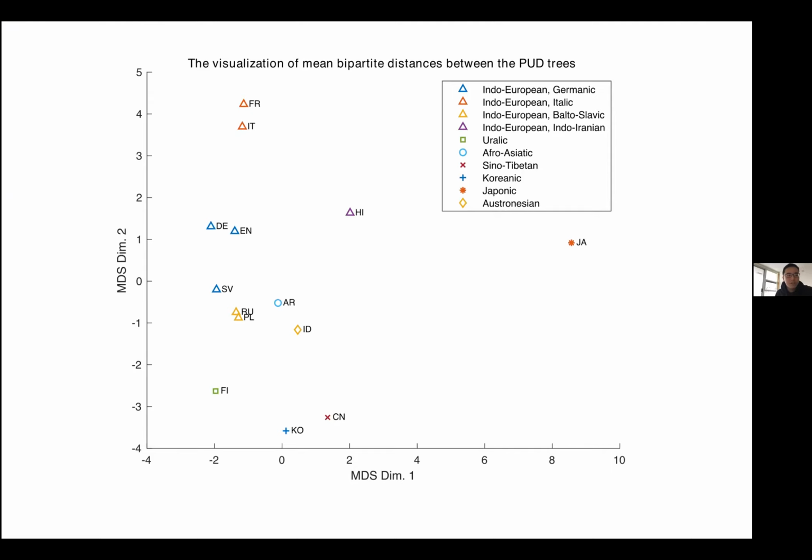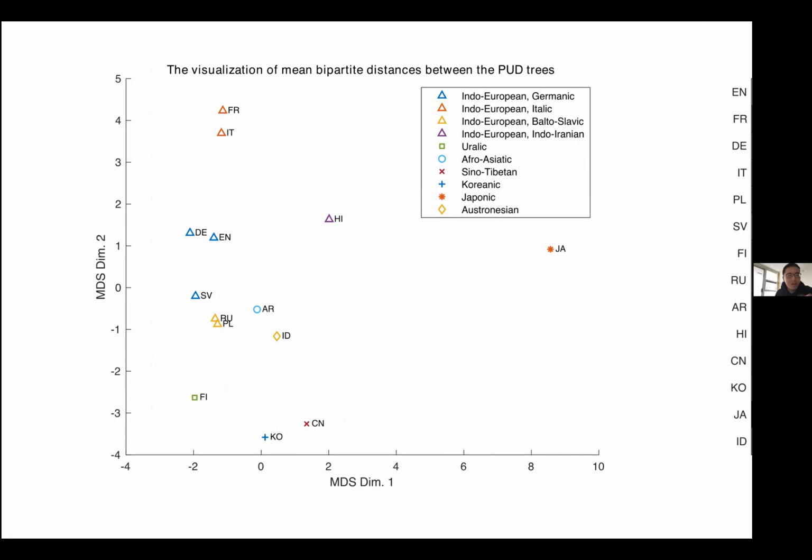Well, I talked to some linguists, and they say this kind of makes sense. The French and the Italian are similar to each other, and German and English are similar to each other. And one thing is that Japanese is really distinct, really different from all the other languages. That is also one observation that linguists found using other methods.